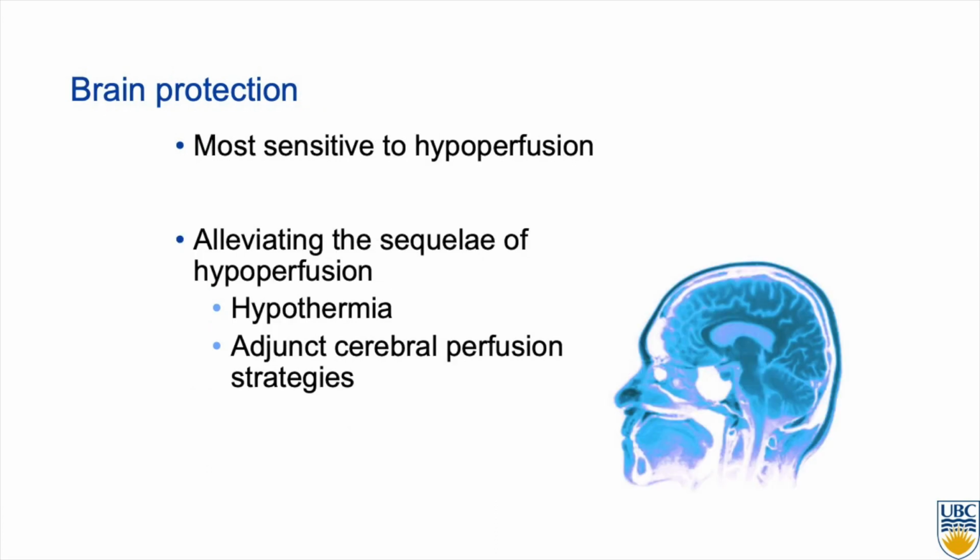The next topic I want to talk to you guys about today is brain protection in the setting of repair of an acute dissection. As you know, the brain is the most sensitive organ to hypoperfusion. We can, however, alleviate the sequelae of hypoperfusion by two general measures. The first one being hypothermia, and the second one is to minimize this hypoperfusion by using adjunct cerebral perfusion techniques.